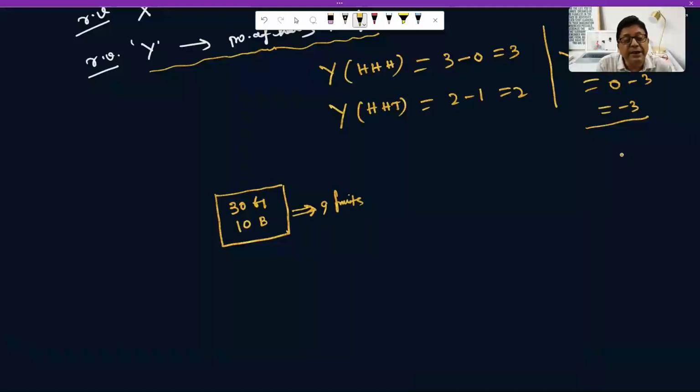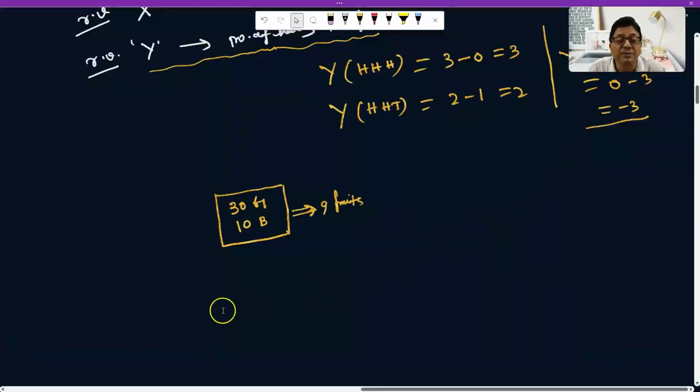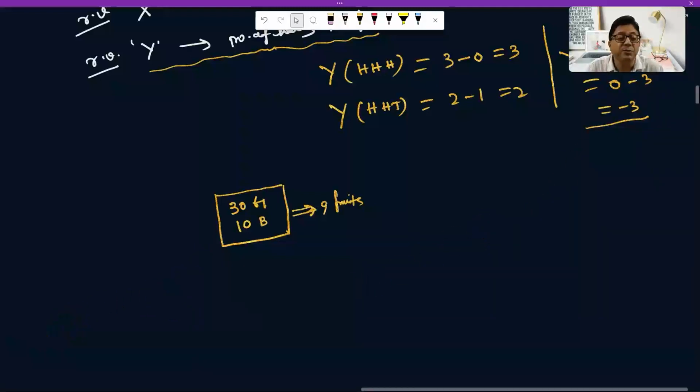9 fruits taken out. In these 9 fruits, if you want to know how many good fruits are there and how many rotten are there, that you can find with the help of the concept of probability distribution.